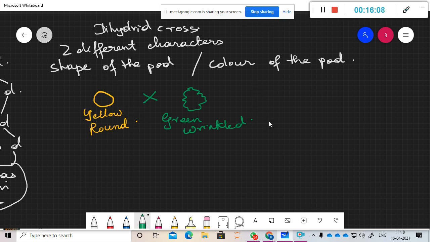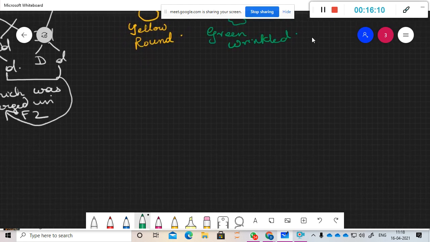So what was the result of this cross? Yellow round, capital G, that is yellow, and round is capital R. This was yellow round, homozygous yellow round.